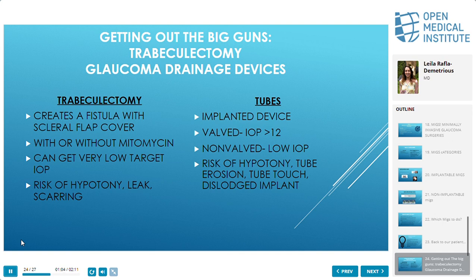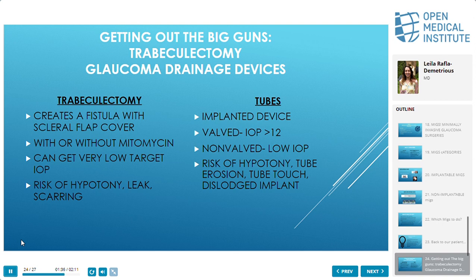If you need somebody to get their pressure down tomorrow, you're not going to do a non-valved, because yes, the pressure will get down tomorrow, but it will be 4, and you'll have all sorts of attendant risks. So you're more likely going to put in a valved tube to control the pressure, with the knowledge that you're not going to get their pressure down super low over time. With any tube, of course, there is also still a risk of hypotony and tube erosion, tube touch, either to the cornea or to the iris, and dislodging of an implant.